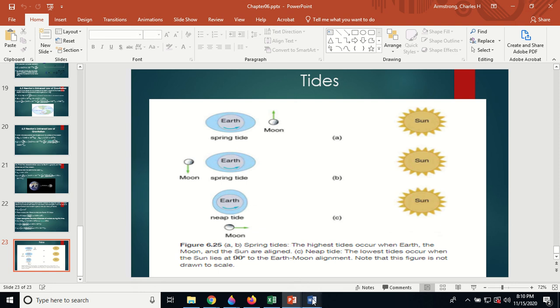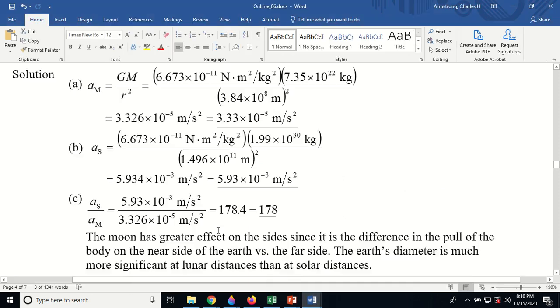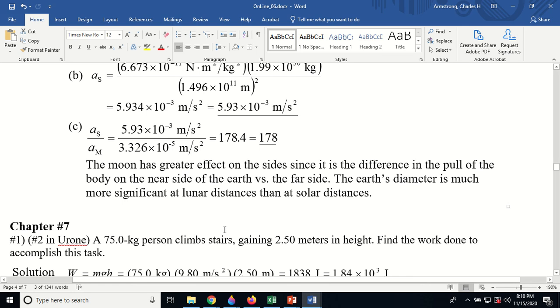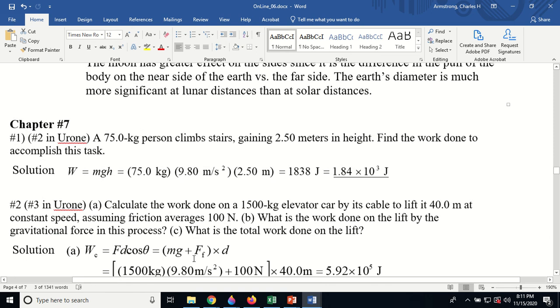All right, and let's see what is the answer they give here. The moon has greater effect on the tide since it is the difference in the pull of the body on the near side of the Earth versus the far side. The Earth's diameter is much more significant at lunar distances than at solar distances. Okay, this is chapter 7.